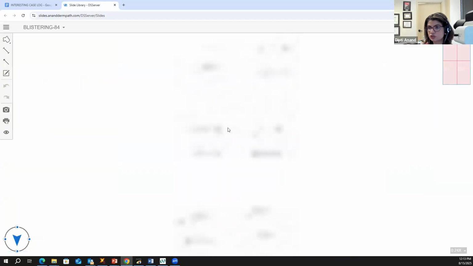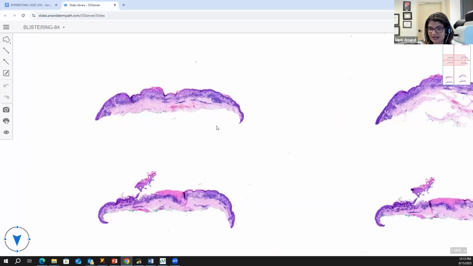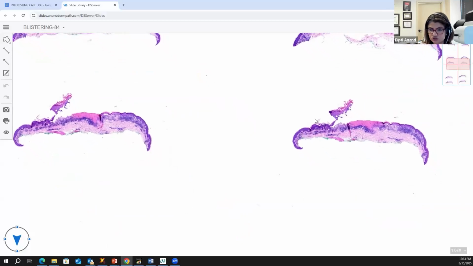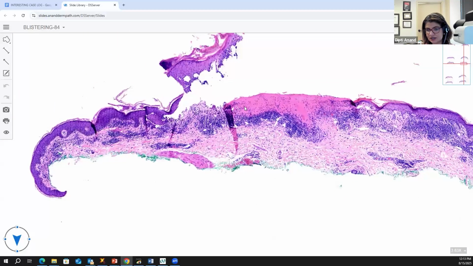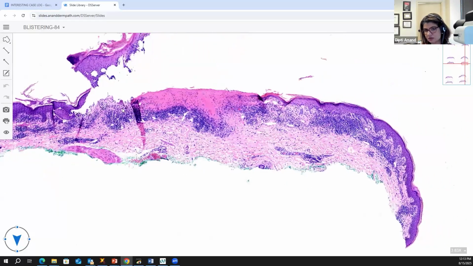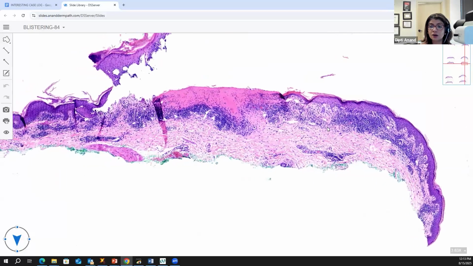And then lastly, don't forget entities like lichen planus. They can definitely produce a Max Joseph space, which can mimic a blistering disease. Always in bullous LP, you will see that wherever the blister has occurred, at the base of the blister, there will be a band of inflammation. And then adjacent to the epidermis, also, you will see this band of inflammation. That's bullous LP.